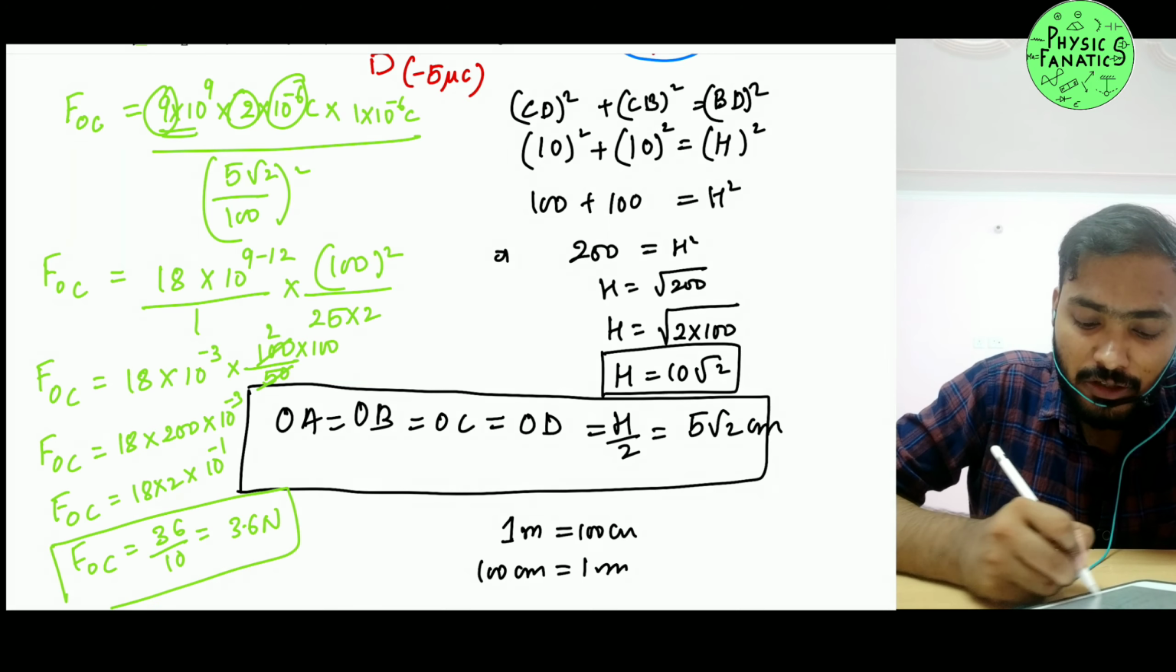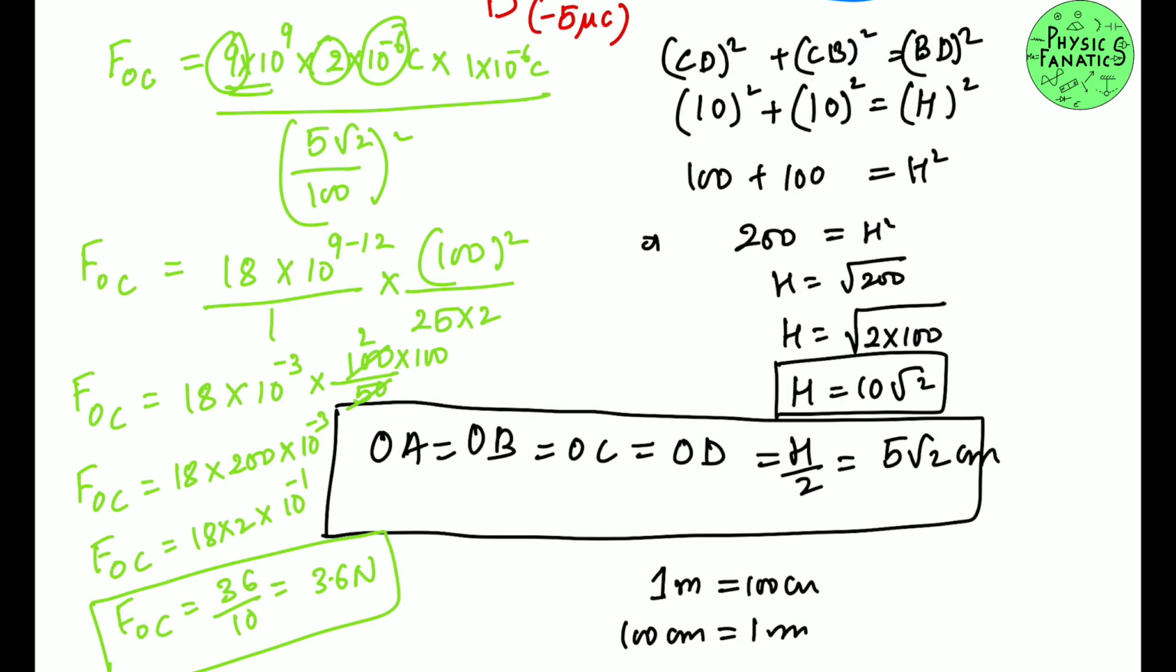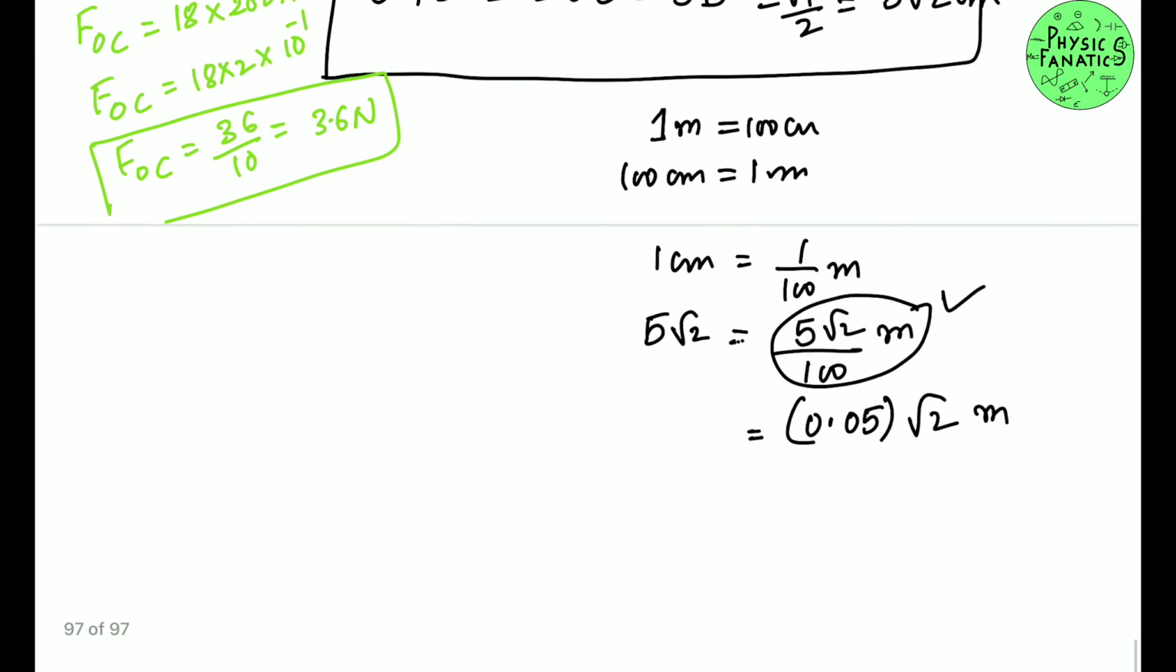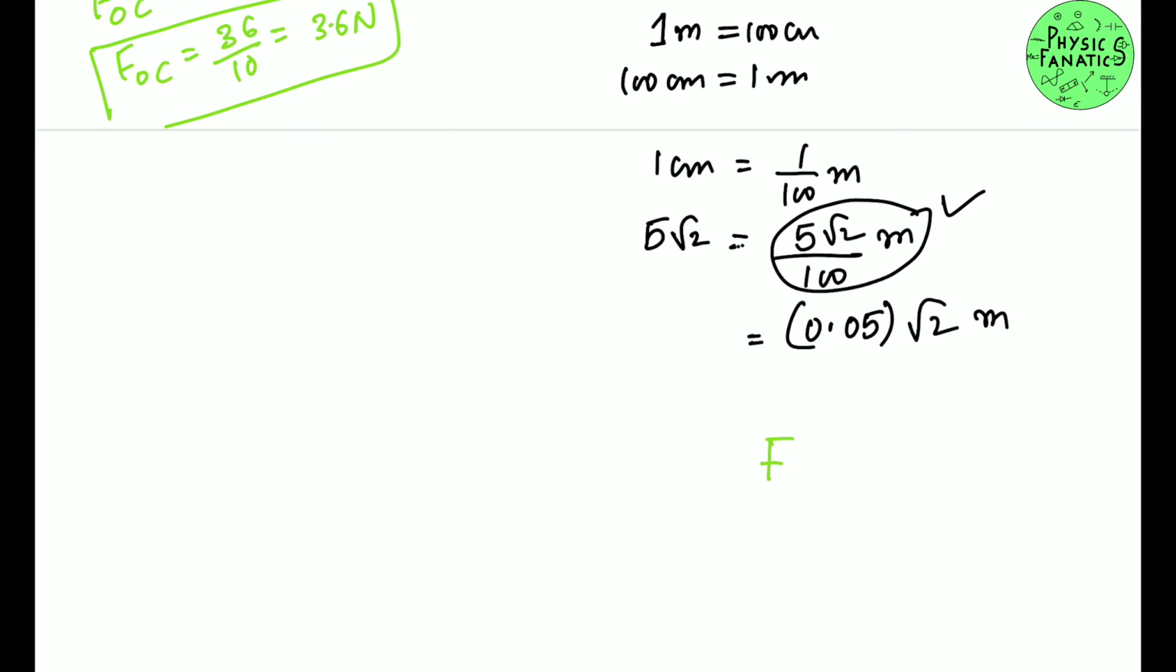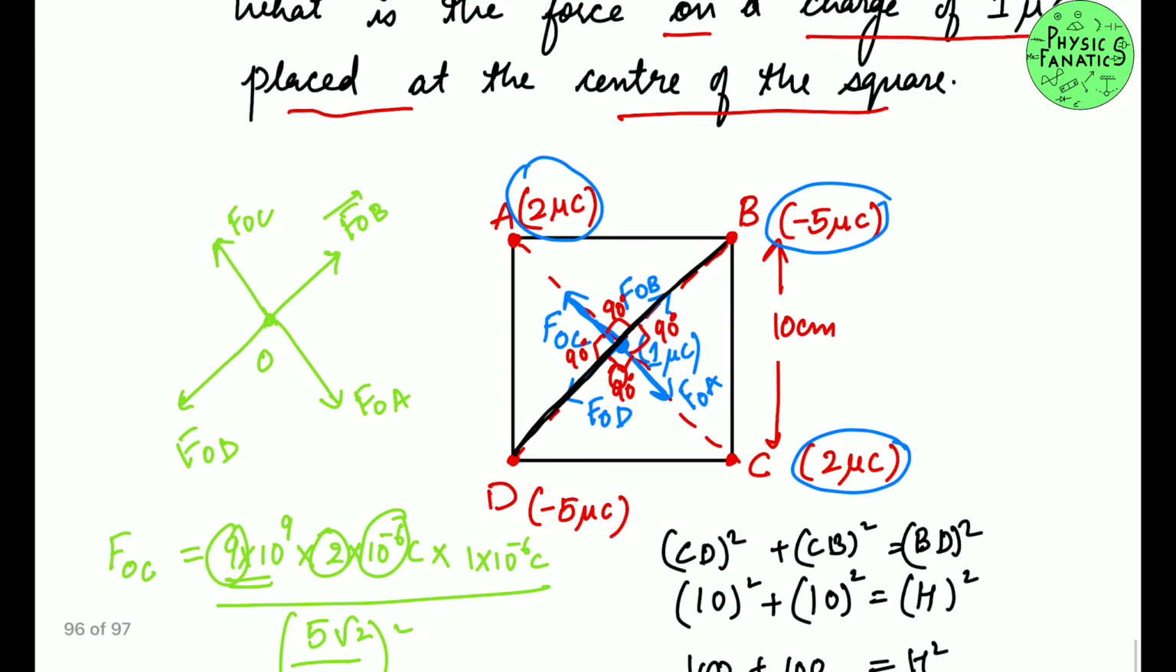So I got the value of FOC is 3.6 Newton. I hope you guys can understand that, right? FOC is 3.6 Newton. Okay, so let's solve the other part. So I got FOC, let me write it here. FOC is 3.6 Newton. Great. Let's move on to the next part.